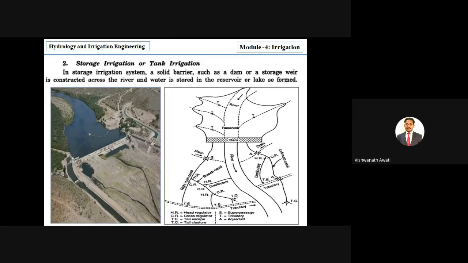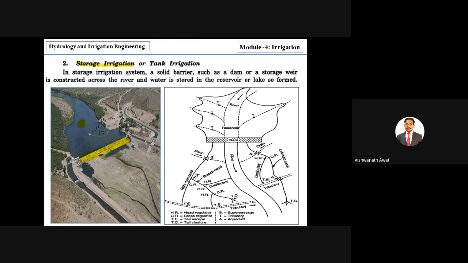We'll see next storage irrigation, or tank irrigation. The difference between storage irrigation and direct irrigation is, in direct irrigation, without storing the water, it has to be supplied through diversion work. But here water is stored in the upstream area, right? Here you can see a small dam, and water is stored in the upstream area.